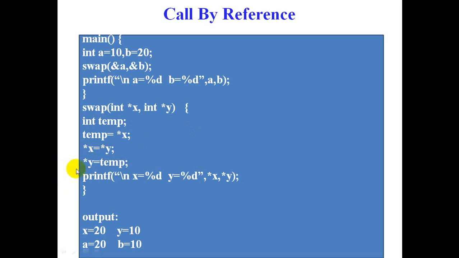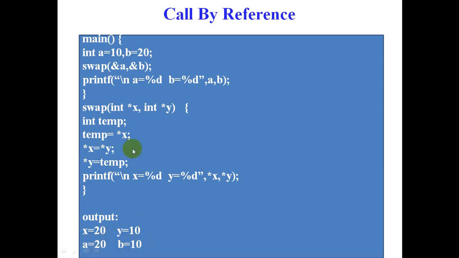So in the next point, *y is equal to temp. What did we store in temp? In temp the value 10 is stored, and that will be assigned to pointer y. So here the values of pointer x and pointer y will be displayed. In the output you can see x is equal to 20. So here we swapped, and y is equal to 10. So you can think how the value of A becomes 20 and B becomes 10.